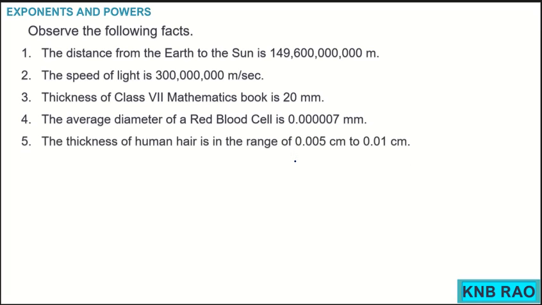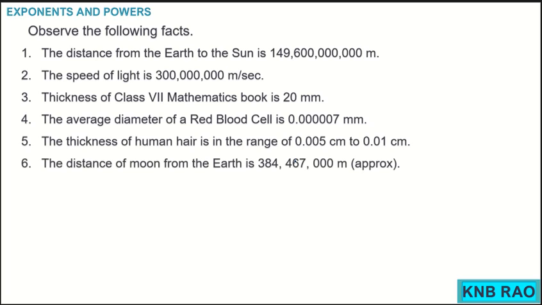The thickness of human hair is in the range of 0.005 centimeter to 0.01 centimeter. The distance of the moon from the earth is 384,467,000 meters approximately. The size of a plant cell is 0.00001275 meter.